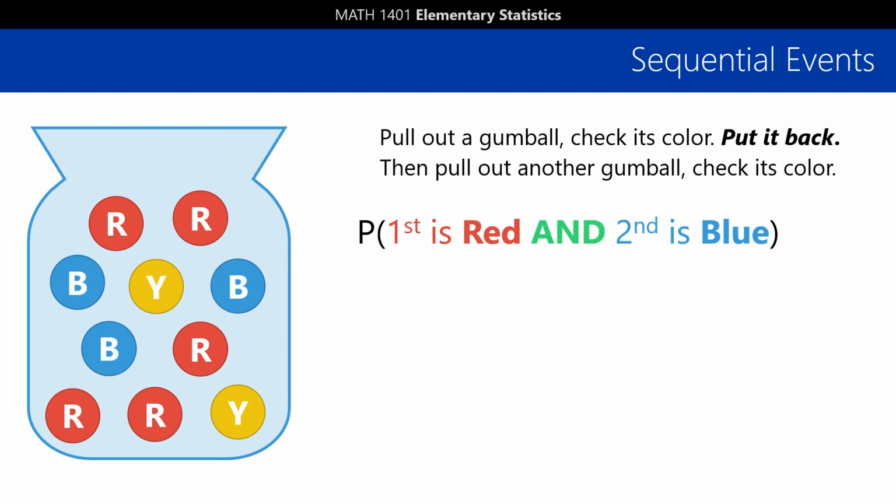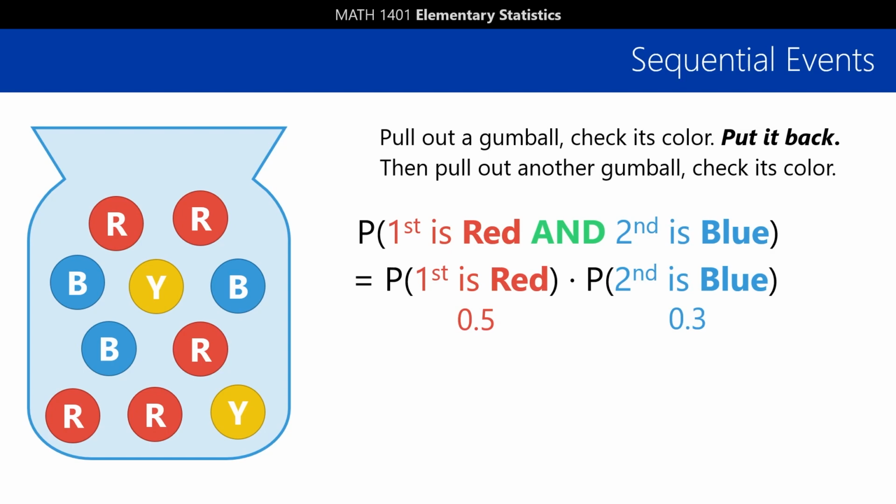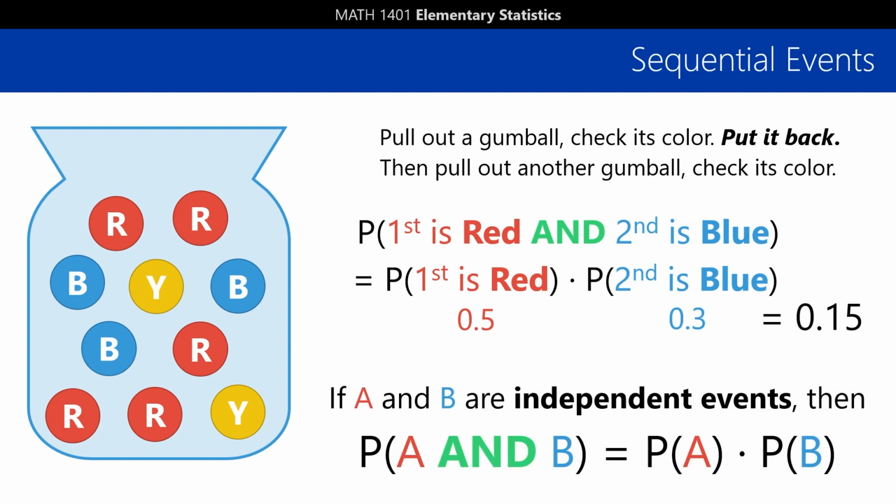Anyway, here's one reason we like independent events. They make finding AND probabilities easy, because all you have to do is multiply the two individual probabilities together. Since the first gumball is red with probability 0.5, and the second is blue with probability 0.3, if we multiply those, we get a probability of 0.15, 15%, that the first gumball is red and the second is blue. And this works anytime A and B are independent events. The probability of A and B is just the probability of A times the probability of B.